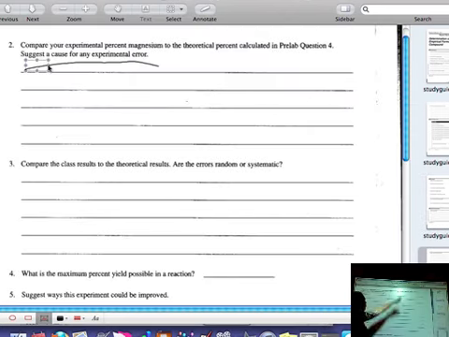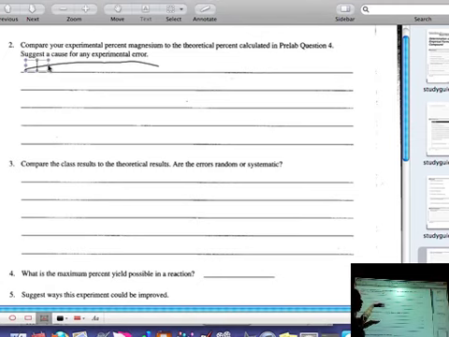The same goes for question number 2. They want you to compare your experimental percent magnesium, which I came up with as 25.5%, to your theoretical percent that you calculated. Your experimental error you got in question number 7 for your calculations, and your theoretical, what it technically should be according to the textbook, in question 4 for the pre-lab. So they want you to compare that.